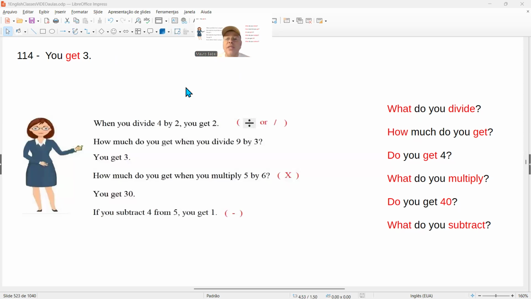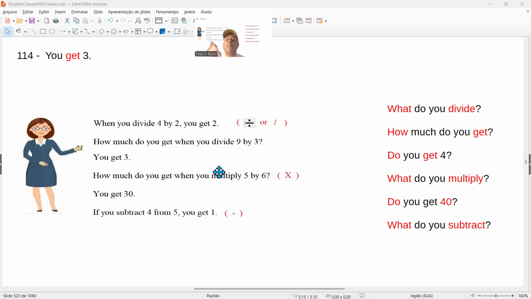É a mesma coisa, é no contrário, é igual. When you multiply 5 by 2, what do you get? You get 10. That's it. When we divide 10 by 2, what do we get? We get 5. When we multiply 5 by 2, what do we get? We get 10.